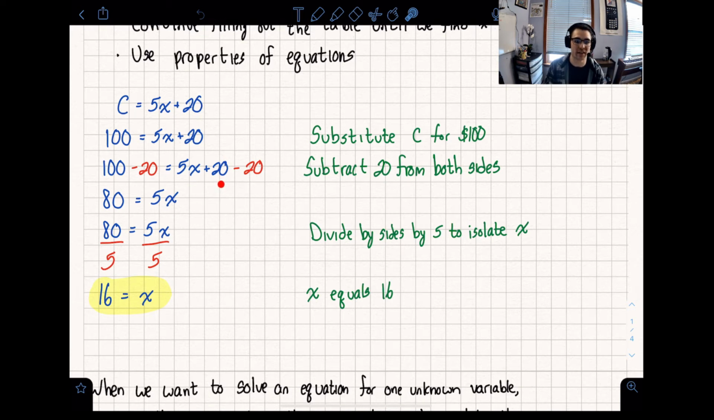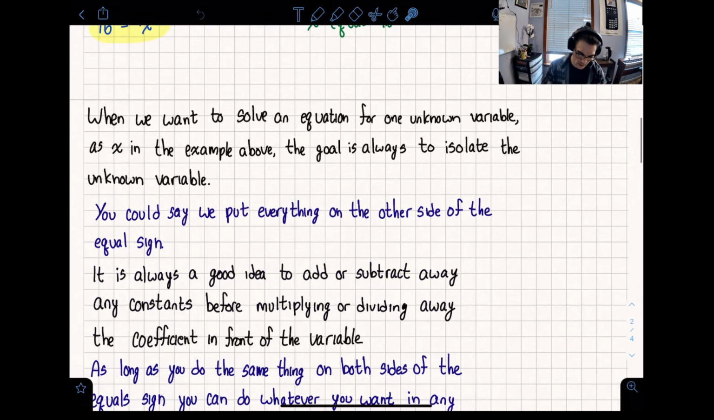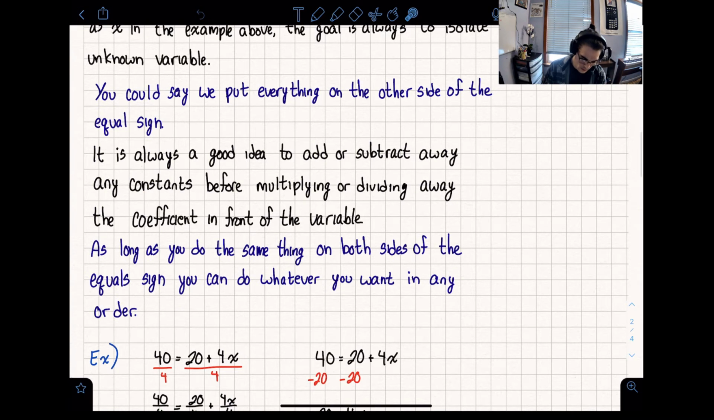I will show you an example where we don't necessarily have to do it that way, and there are some times where it is advantageous to do it otherwise, but 90% of the time you want to get rid of any constants you can first, so that we have the x terms all alone on one side, and then we isolate the x from there. As long as you do the same thing to both sides of the equal sign, you could do whatever you want in any order. And again, I'm going to build on these last two things that I mentioned in this example here.